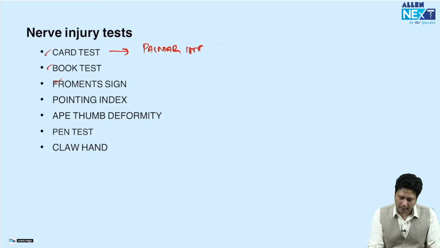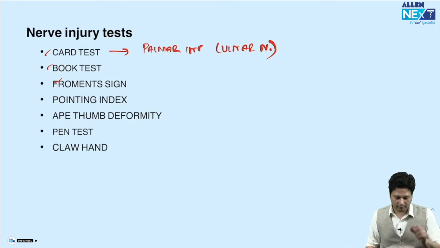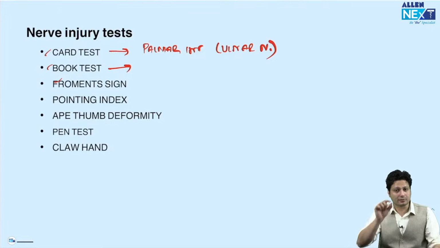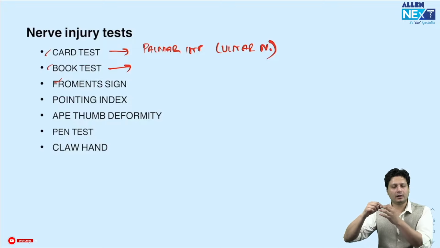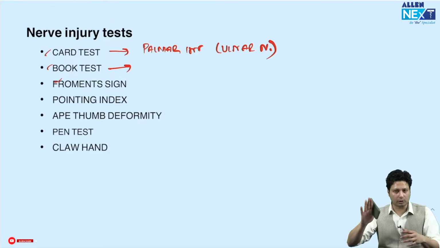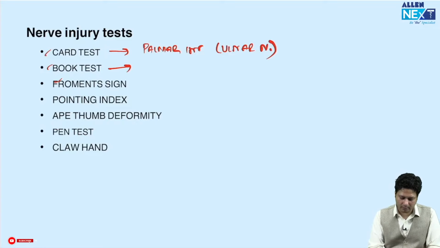Alright. And this card test is the assessment of the ulnar nerve, because all palmar interossei are supplied by the ulnar nerve. Now the book test is that you ask a patient to hold the book by adduction of the thumb, and you know adductor pollicis brevis is not supplied by median, it is supplied by ulnar. So if the patient is not able to hold the book properly, you can easily pull this book out. That means adductor function of the thumb is lost. So what you are testing in the book test is the thumb adduction.